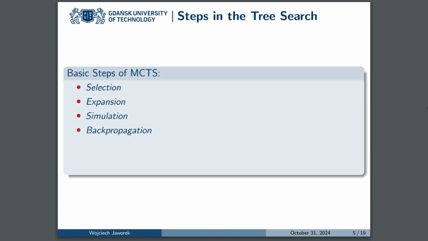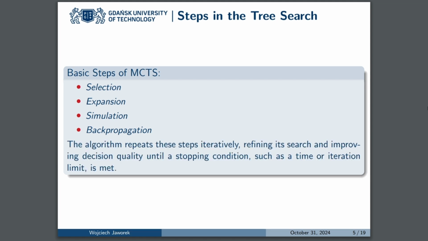And the last step is backpropagation, which is taking the outcome of the simulation and updating scores in each node on the path that connects our root to the last node that we were examining. The algorithm repeats itself many times, refining its search and improving decision quality until a stopping condition, which is usually a time or iteration limit.